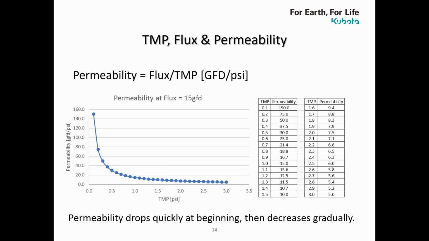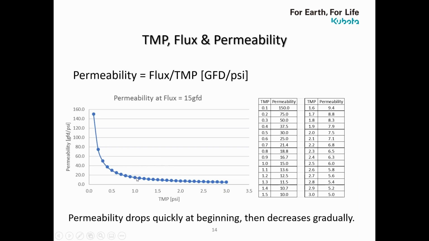Now, after chemical cleaning, some plants start from very high. I know some plants start somewhere between 50 to 100 GFD per psi, and it gets a little more stable around 20 to 30 at most of the plants, I think. The reason is that TMP starts at around 0.2 to 0.3 psi. Then gradually, when the TMP increases, the permeability comes lower and lower.